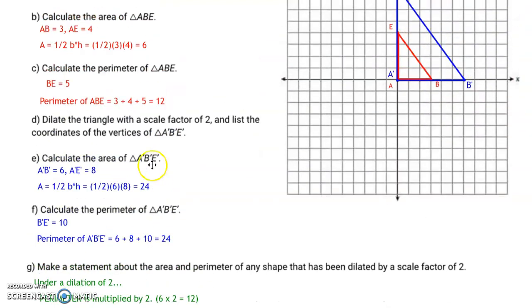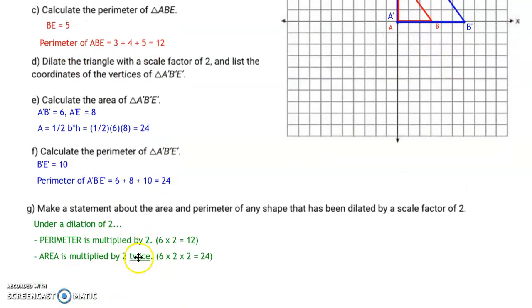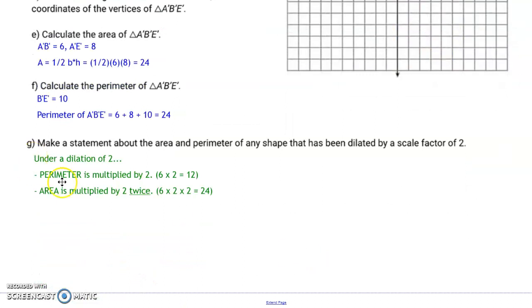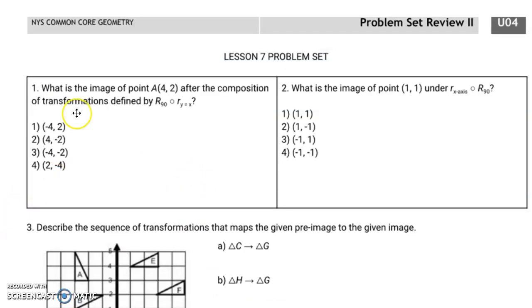Here's why. I know that in my area formula, I have one of the sides, which is the base, and one of the sides, which is the height. Base times height. Both of these get multiplied by 2. 3 becomes 6. 4 becomes 8. Which means I'm multiplying by 2 twice. You should think about that when you're doing a dilation. The perimeter is going to be multiplied by 2, but the area is going to be multiplied by 2 two times. Here's lesson 7's problem set. Pause the video, try these, and see if you get them right.